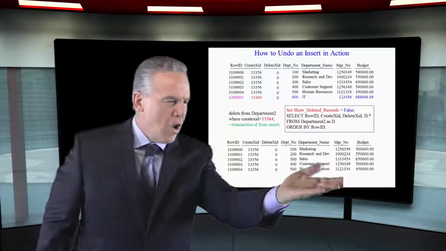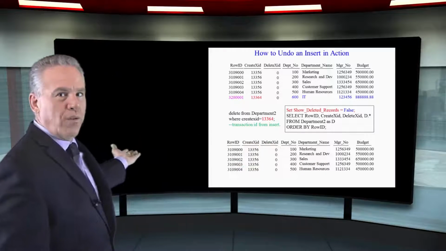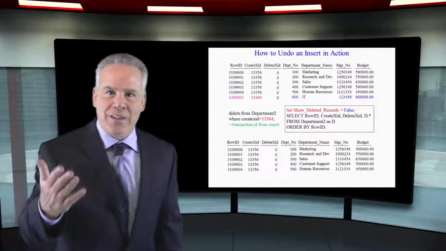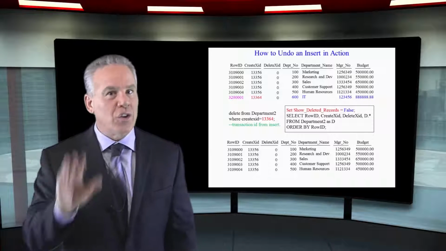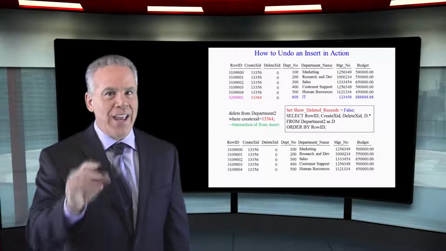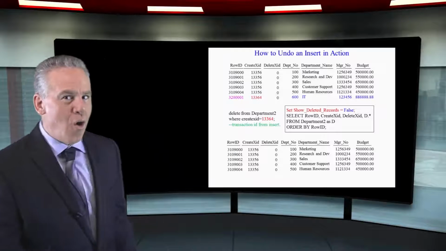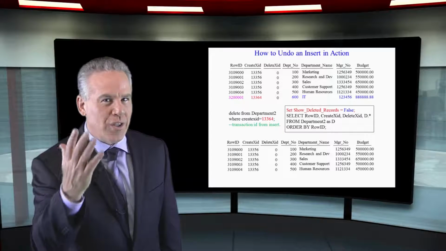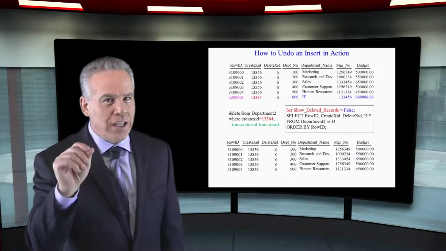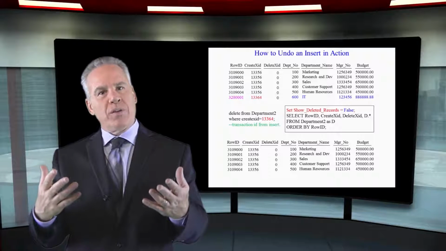We have set our show deleted records equal false, which is always the default. Users don't see this unless they set that to true. And so, as you can see, physically, we've got extra rows in there. Logically, we don't. What is the purpose of this?